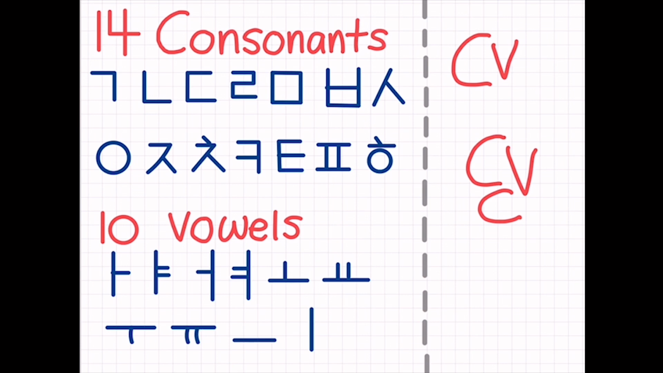Now we'll be looking at the 10 vowels. From here, we shall be going. A, ya, o, ya, o, yo, u, yu, u, I.